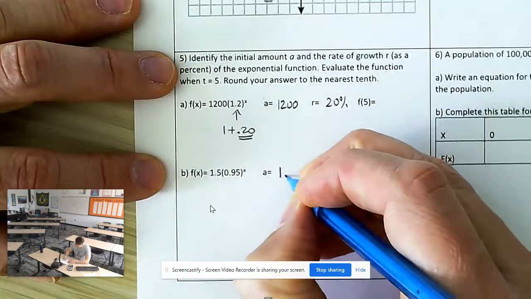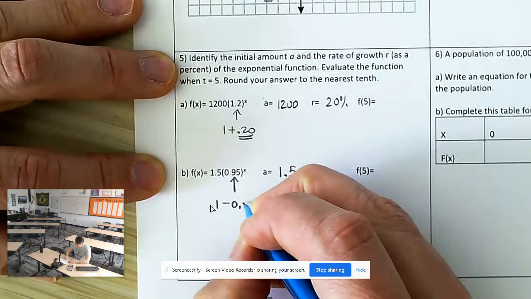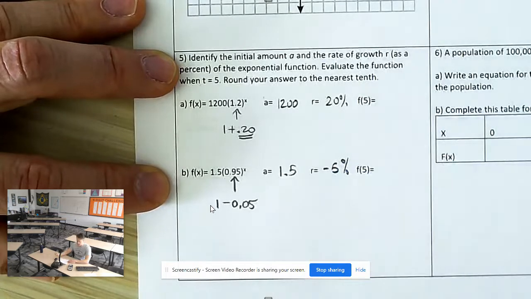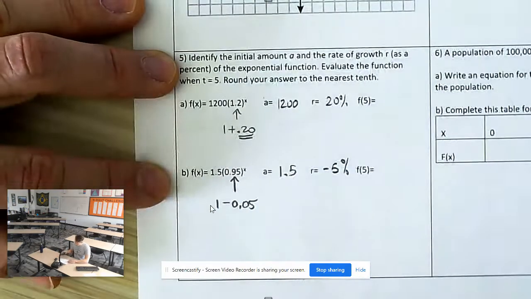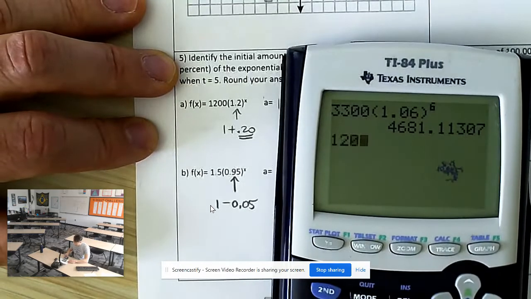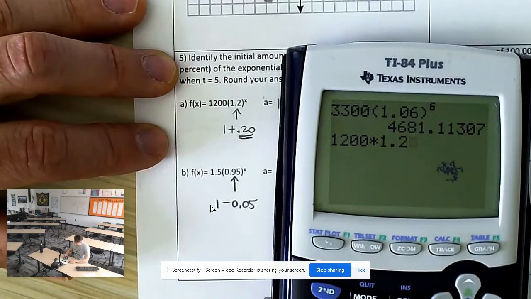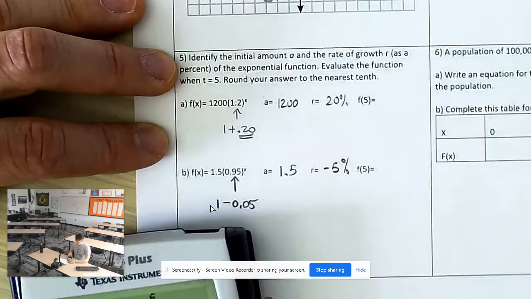Here, my initial amount is 1.5, and this 0.95 is 1 minus 0.05. And therefore, this is a rate of negative 5%. You're losing 5% per year. Evaluating this should be fairly simple. 1,200 times 1.2 to the power of 5 will give you 2986.